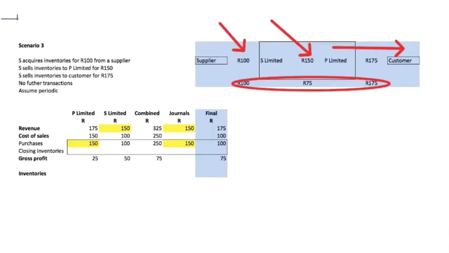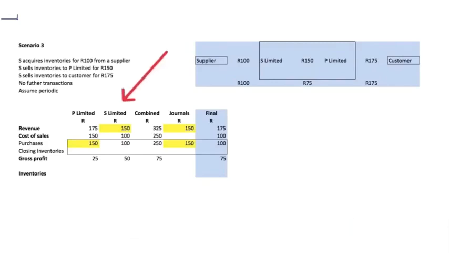Again, in S Limited's books, there will be the purchase of the inventories at 100 rand, recorded in the cost of sales. These are then sold for 150 rand to the parent. The sales to the parent are the parent's purchases, 150 rand. The parent has now sold these to an external party for 175. So there is the accounting in the individual records of each of the entities prior to consolidation. Now we combine them to begin our consolidation process.